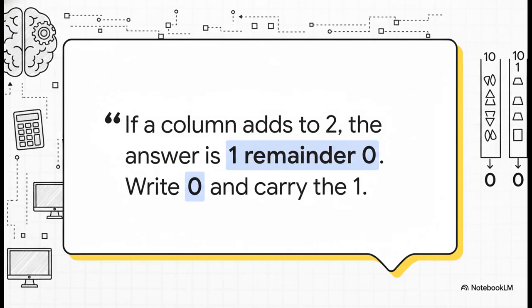Here's the one and only trick you need to remember. In our everyday base 10 system, what happens when a column adds up to 10? You write a 0, and you carry the 1 over to the next column, right? Well, in binary, the magic number isn't 10, it's 2, because it's base 2. So if a column adds up to 2, you do the exact same thing. You write a 0 and you carry the 1. That's literally the only new rule.